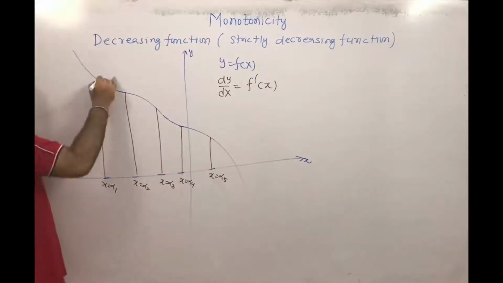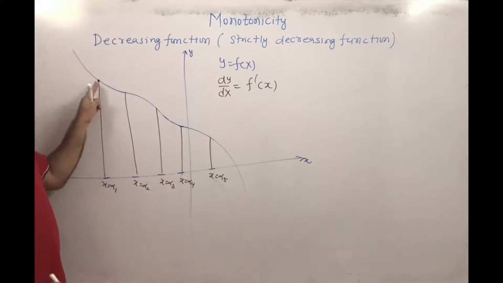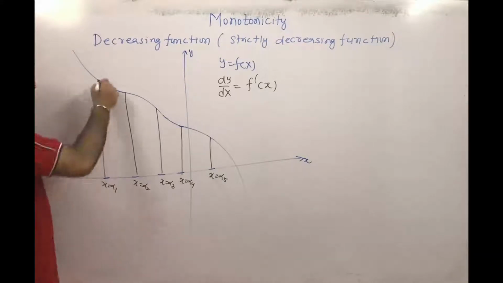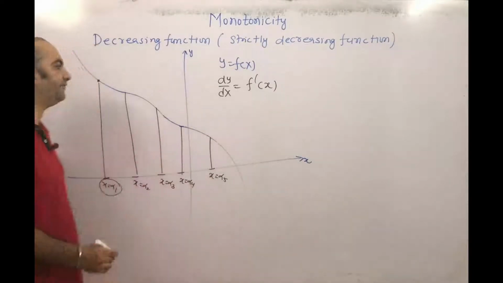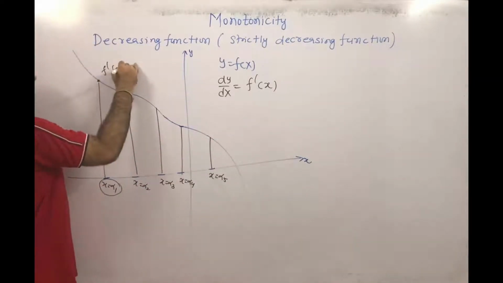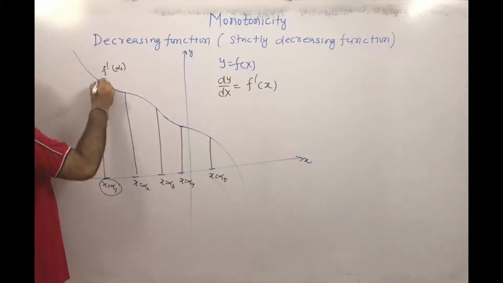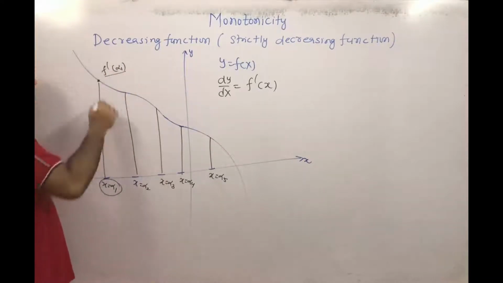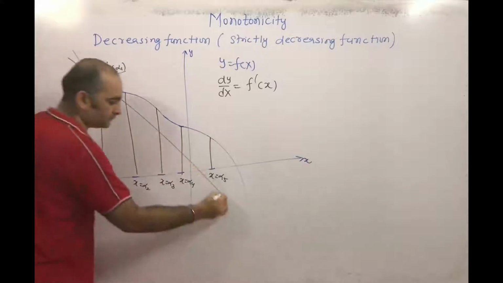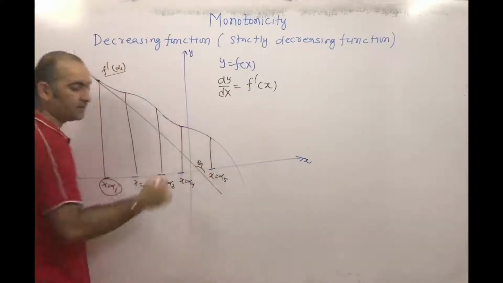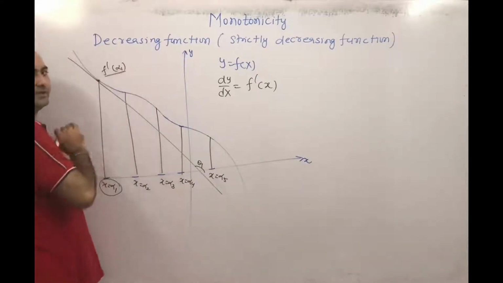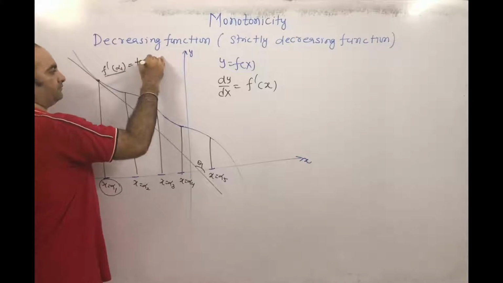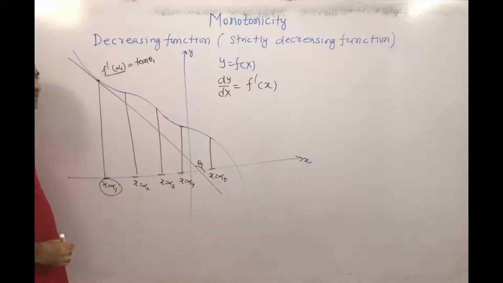At this point, if you want to find the slope of the tangent, what is the x value? Alpha 1. So we have to put alpha 1 here. So what will come? F dash alpha 1. So if you draw the tangent, it will come like that. This will make, suppose, theta 1 angle with the positive x-axis. So the slope of the tangent f dash alpha 1 will be tan of theta 1.